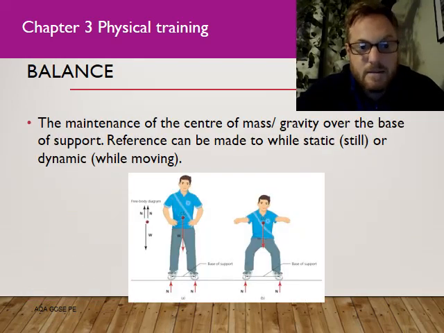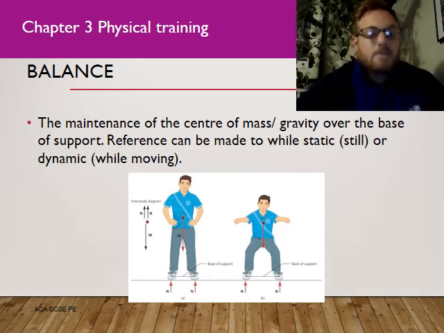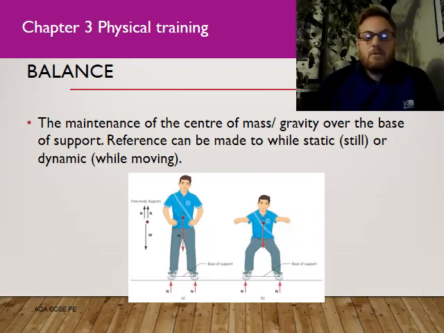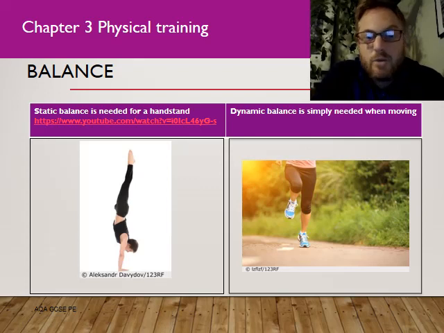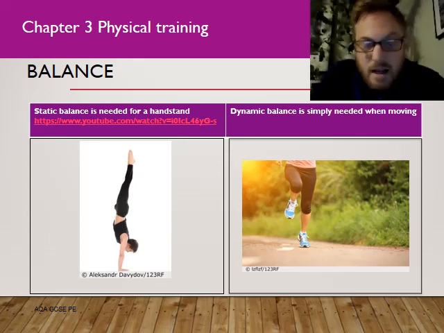Next, balance. There are two types of balance: static and dynamic. Balance is being able to retain the center of mass or gravity over your base of support. Basically, not falling over when you're standing up straight. For example, static balance: if you were to do a handstand, or if you were to get up right now and stand on one leg, that would be static balance. Walking across a beam in gymnastics, however, would be more dynamic balance. So feel free to click on the link again and have a look at a few examples of dynamic and static balance.